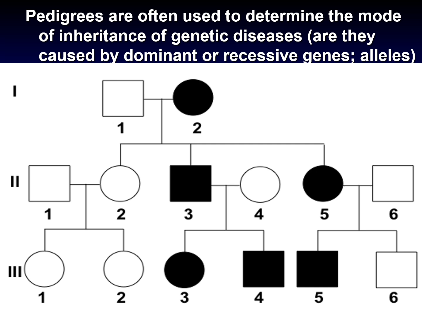So pedigrees are often used to determine the mode of inheritance of genetic diseases. If we want to know whether the cause of the genetic disease is due to a dominant gene or allele, or is due to a recessive gene or allele.